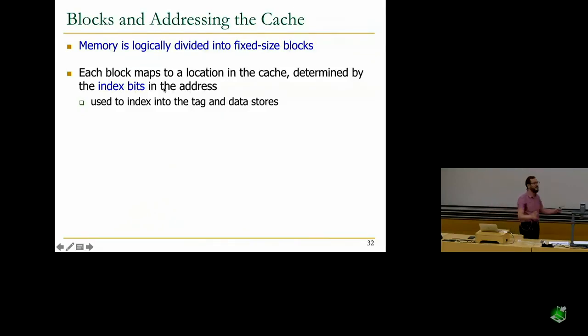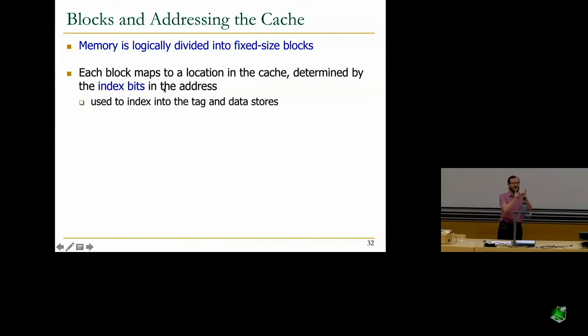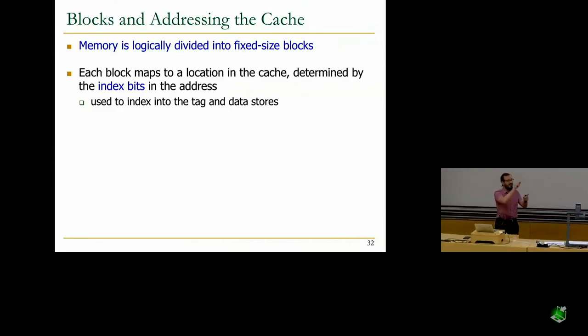So you have an address for each block. And some of the bits in the address are called the index bits. That's what you use to index into the tag store and the data store. So you use these index bits to index into the tag and data stores. I'm going to show you a picture in a little bit. So this is one example, basically. This is an 8-bit address.